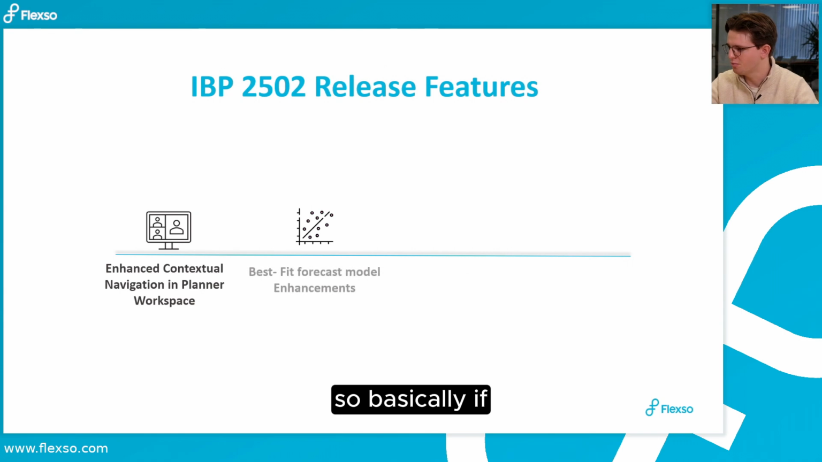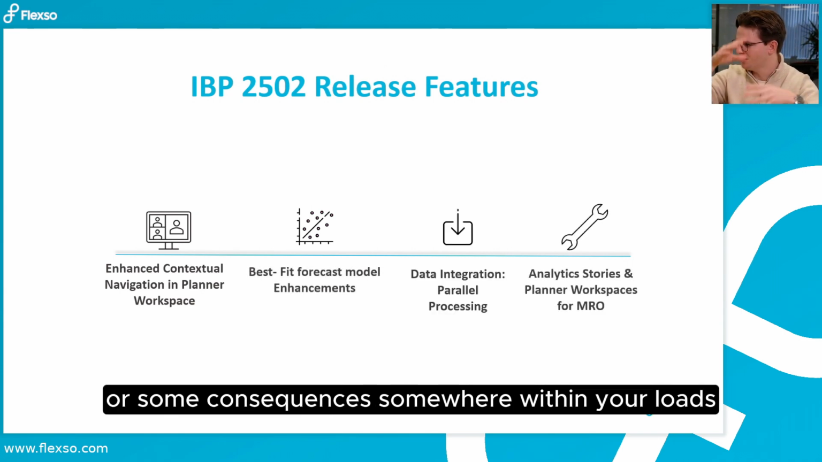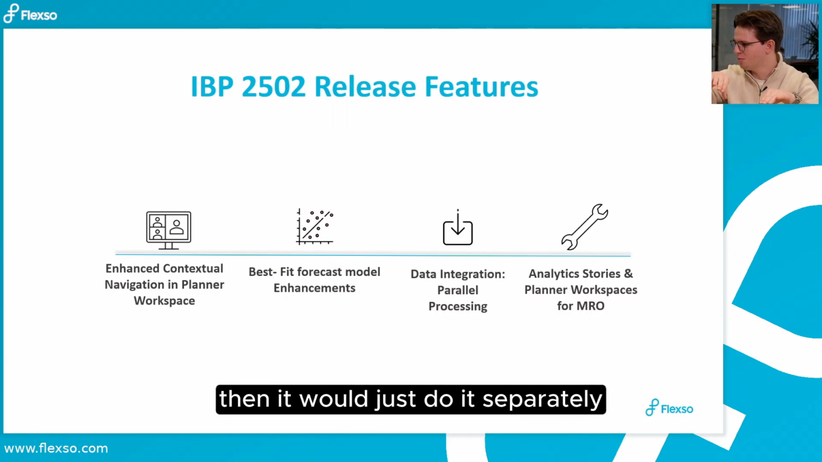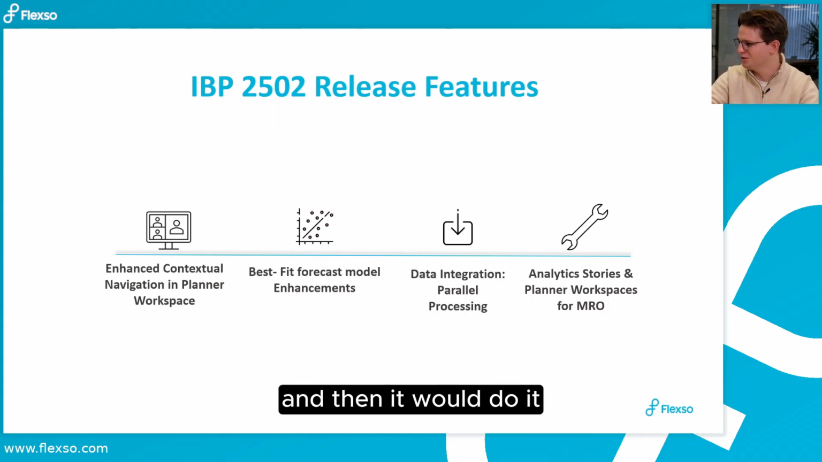Okay, nice. So basically, if there are some interdependencies or some consequences somewhere within your loads, then it would just do it separately. Exactly. And if it's possible to do it together, then it would see that, or it recognizes that, and then it will do it. Okay, exactly. Very nice, very nice.